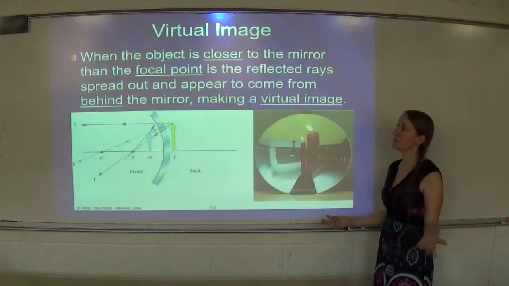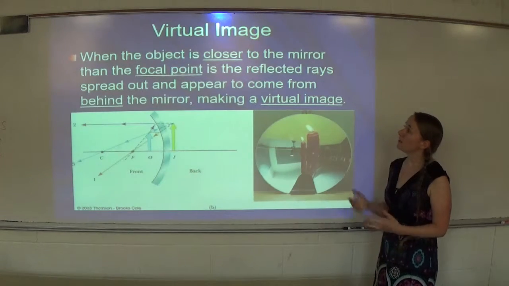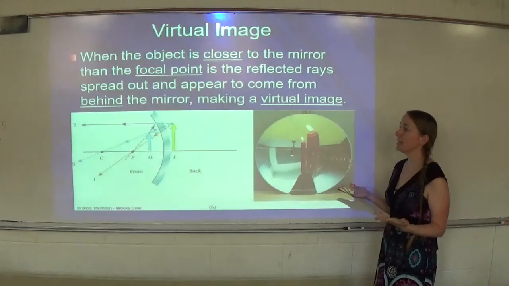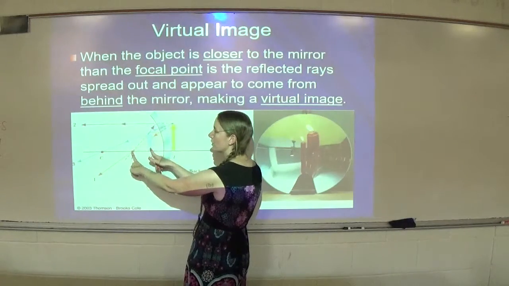However, what if you get close to the mirror? Well, when the object is closer to the mirror than the focal point, the reflected rays spread out and appear to come from behind the mirror, making a virtual image. So here's the focal point. We've moved the object closer.